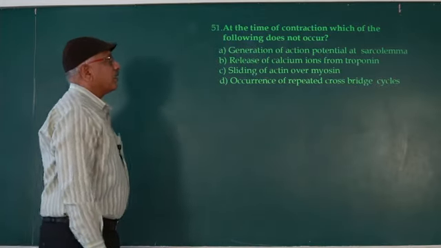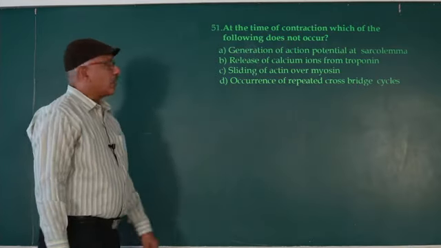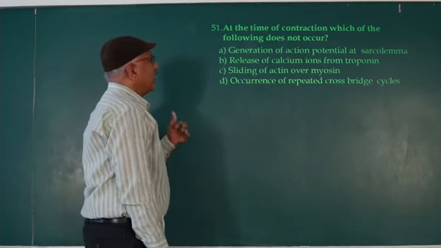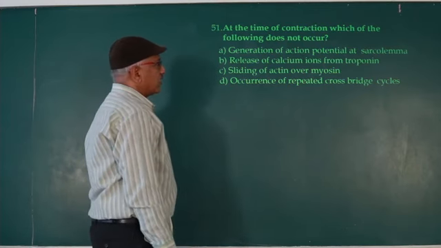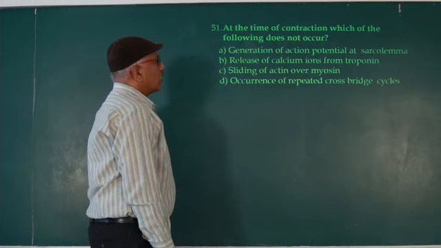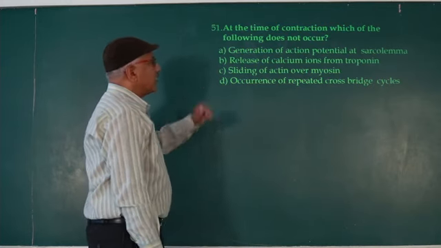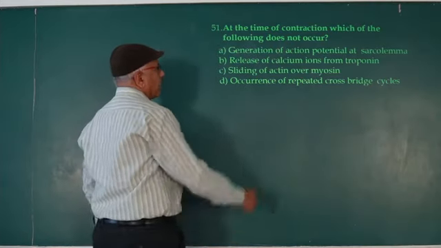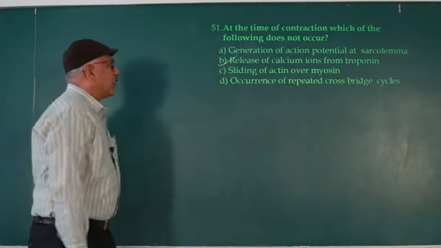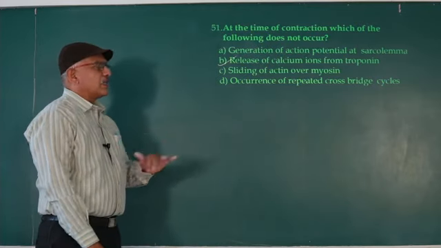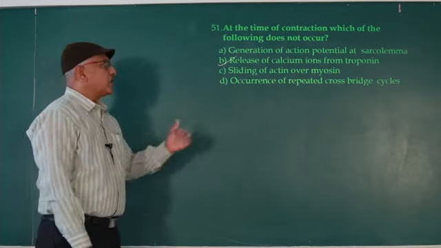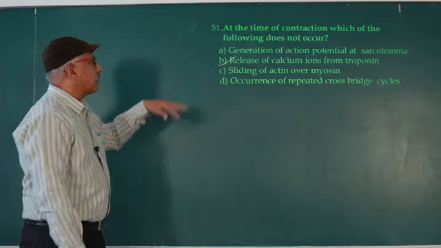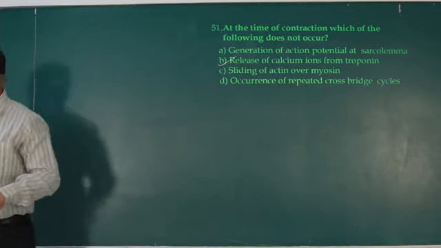At the time of contraction, which of the following does not occur? Generation of action potential at sarcolemma. Release of calcium ions from troponin does not occur. If calcium ions were released from troponin, what happens in the absence of calcium ions? The troponin-tropomyosin complex masks the active sites. That's why the second one is not possible.